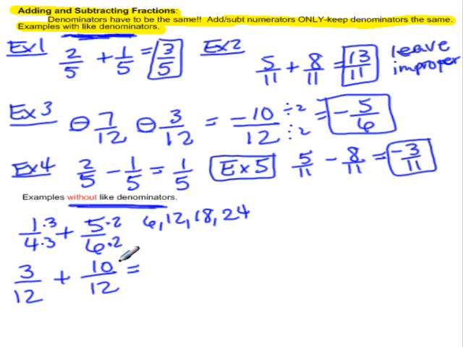Now this problem can be worked just like the previous problems. 3 plus 10 is 13 twelfths. Now, are we worried about this improper fraction? No, we're not. I told you previously that we leave our answers in improper form. So that's good. All right, so let's try another one. Okay, so this was our example.